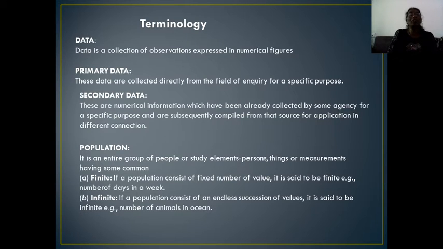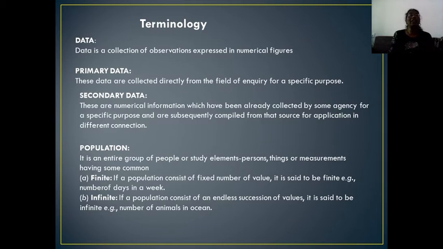These are nothing but numerical information which has already been collected by some agencies for specific purposes and is subsequently compiled from that source for application in a different connection. The third point is population.